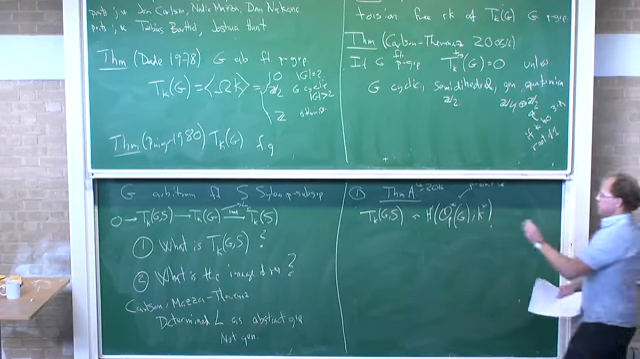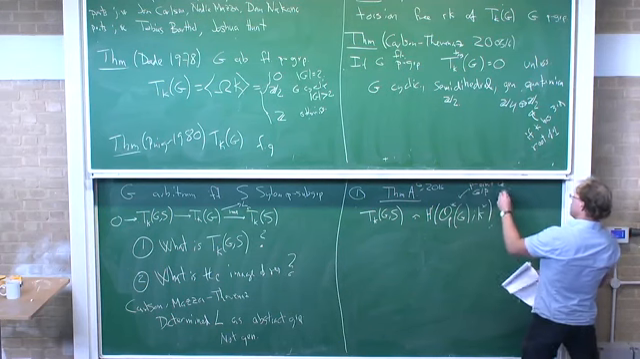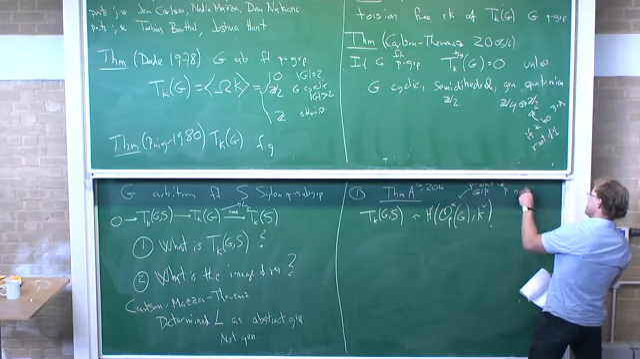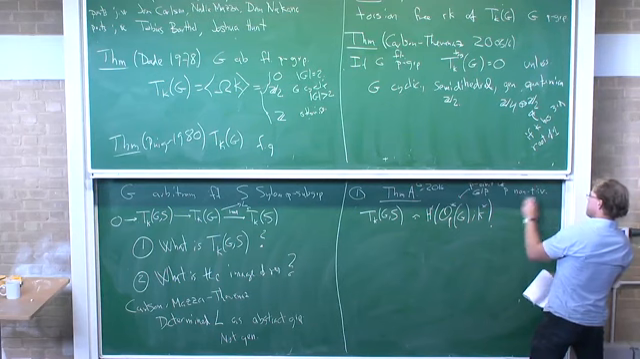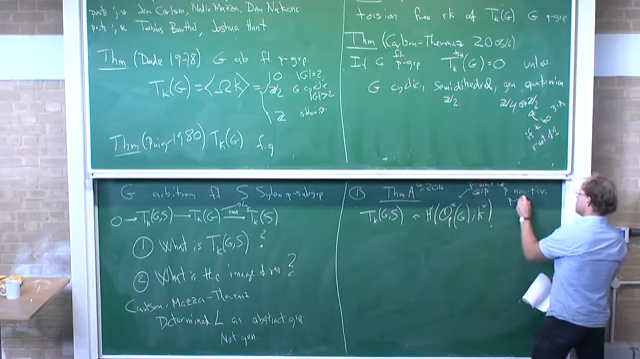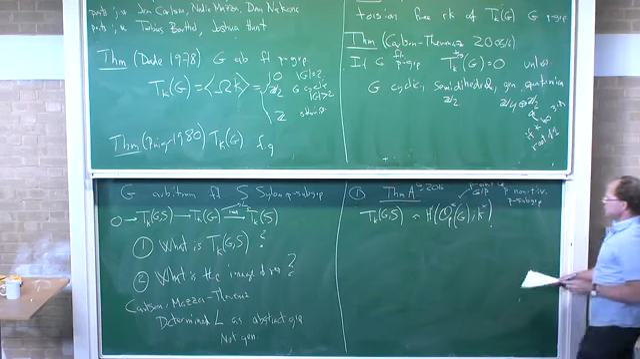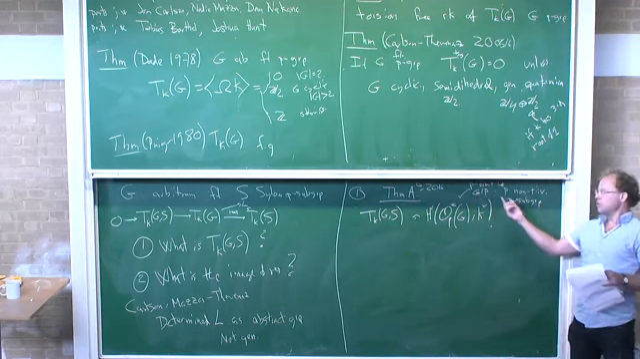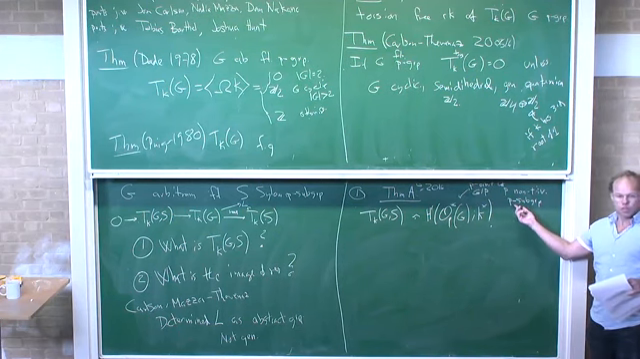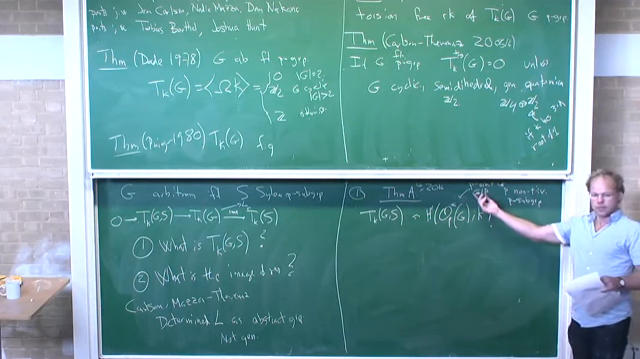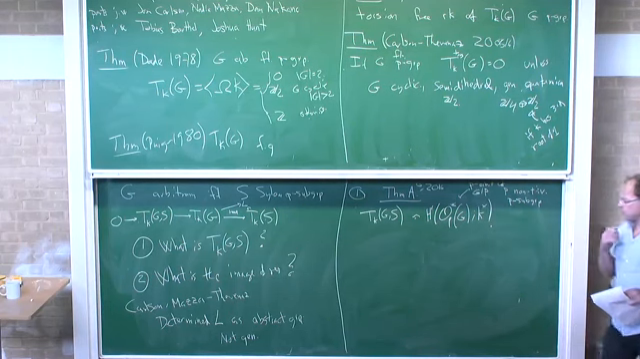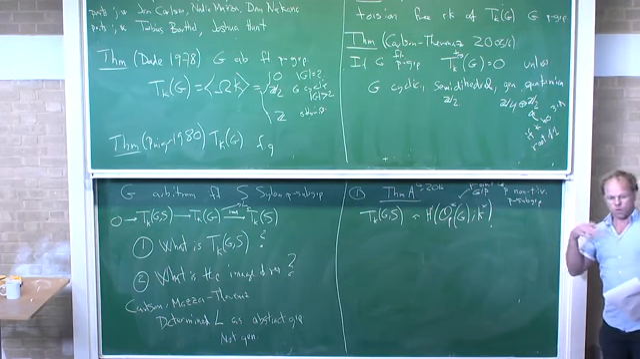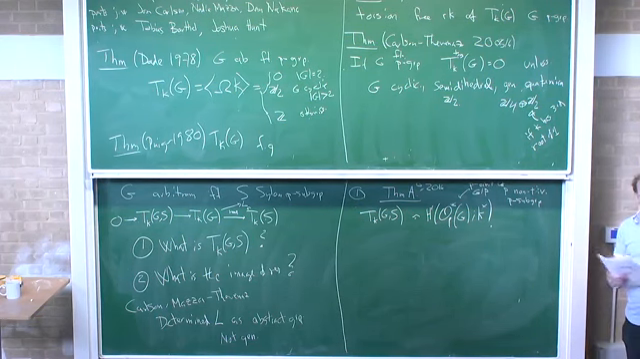So this is the orbit category with objects G mod P, where P is a non-trivial p-subgroup of G. G mod P is a G-set. What does p-subgroup mean? It's a subgroup whose order is a power of p.